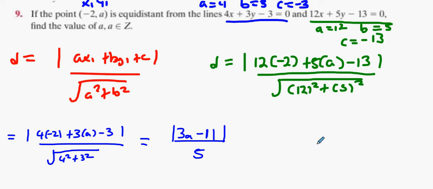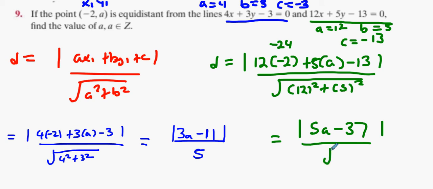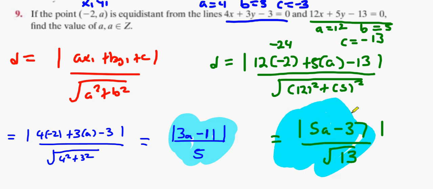And looking for me, this is going to turn into minus 24. So that's going to be 5a minus 37, all over the square root of 13. Would everybody agree the answer for the first part has to equal the answer for the second part? Why? Why are both d values the same?